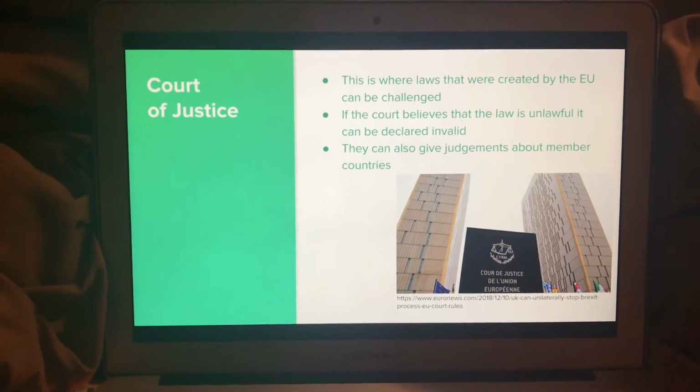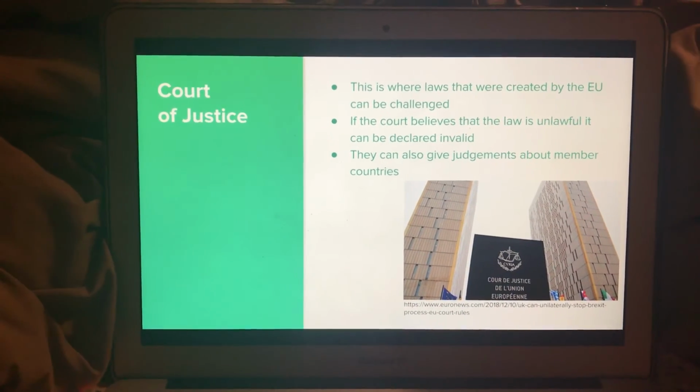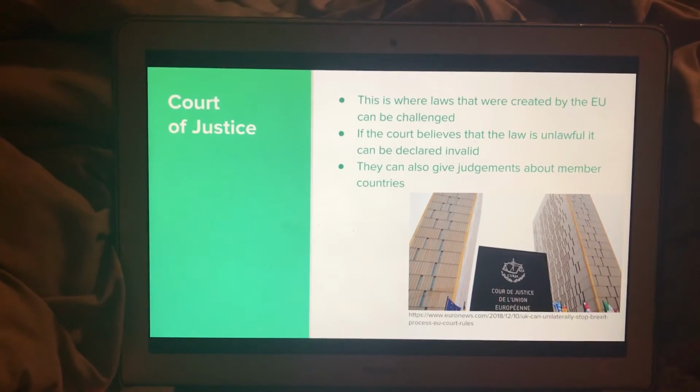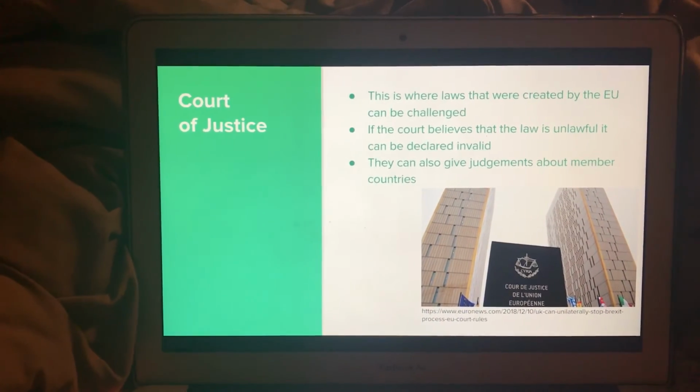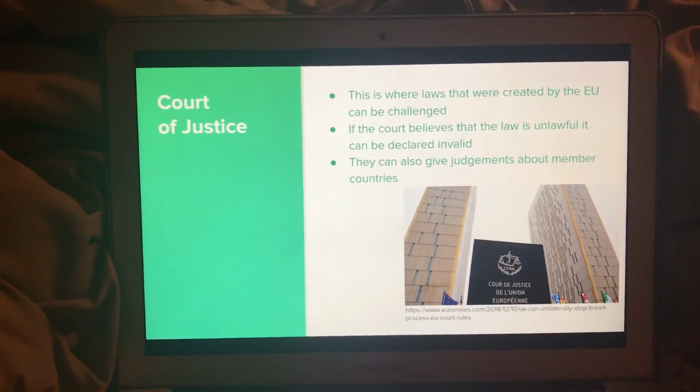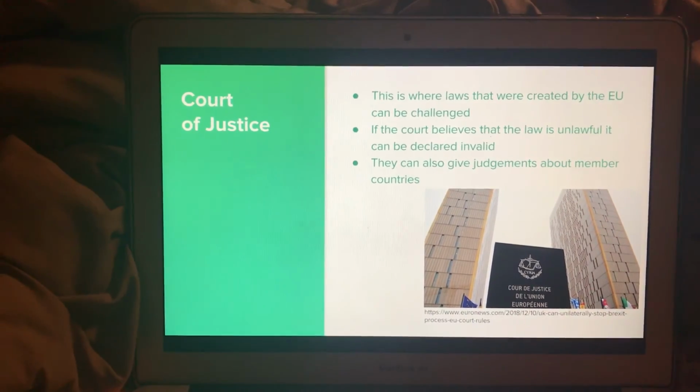Court of Justice. This is where laws that were created by the EU can be challenged. If the court believes that the law is unlawful, it can be declared invalid. They also give judgments about member countries.